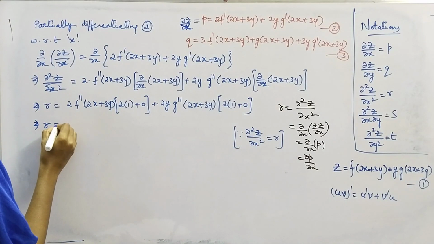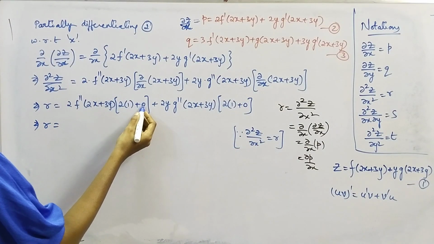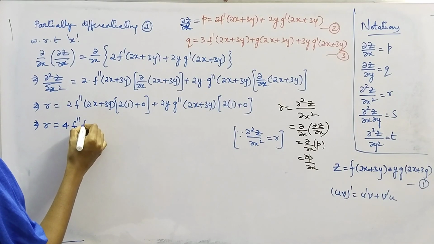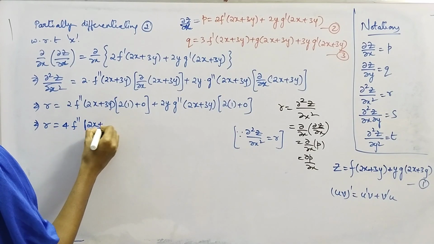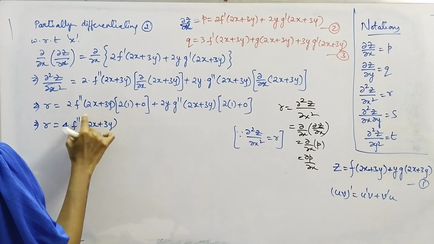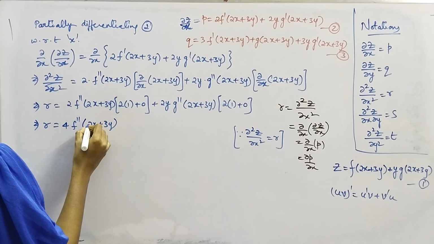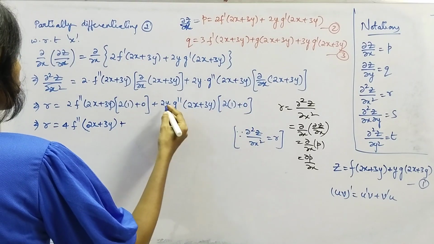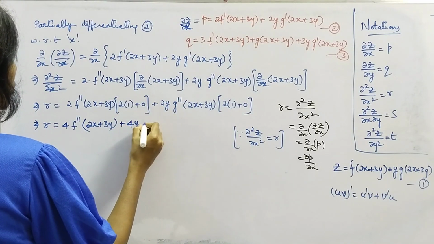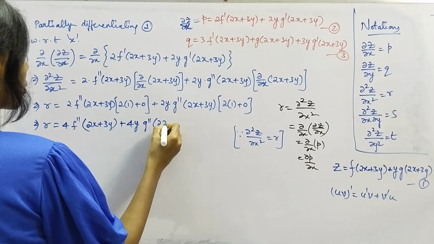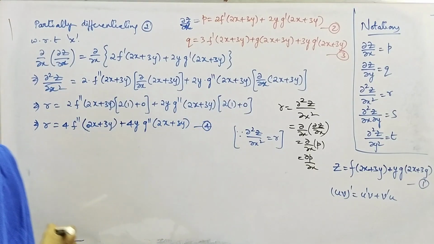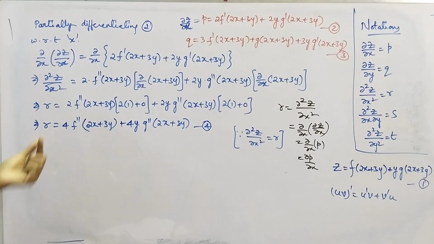This gives us r equal to 2 into (1 times 2 plus 0), 2 twos are 4. So you'll get 4 f'' of (2x+3y) plus 2 into (1 times 2 plus 0), 2 twos are 4, 4y into g'' of (2x+3y). Consider this as equation number 4. So this equation involves r.